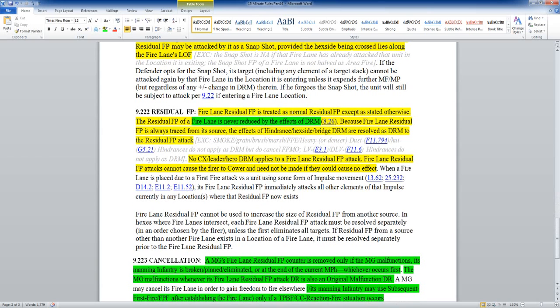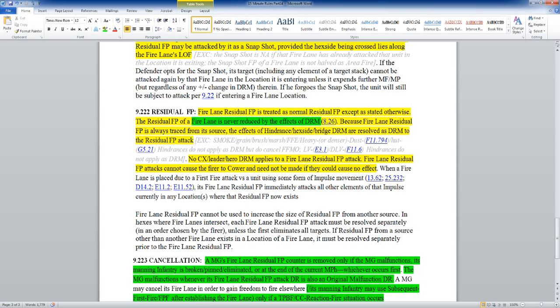The big difference between residual firepower and fire lane residual firepower is that fire lane residual firepower is treated as normal residual firepower, except as stated otherwise. The residual firepower of a fire lane is never reduced by the effects of a die roll modifier, which we just went over at the beginning of this episode.